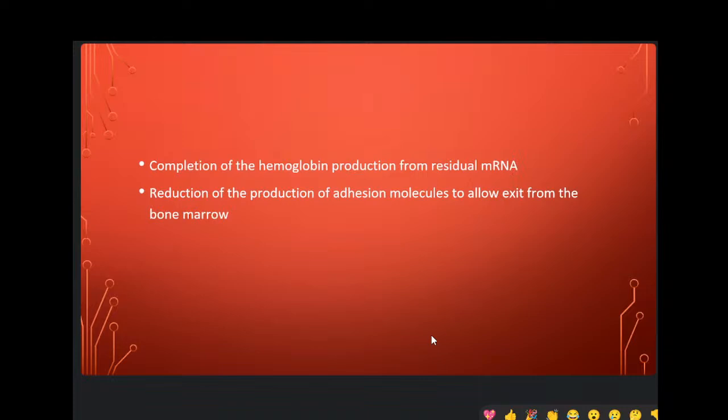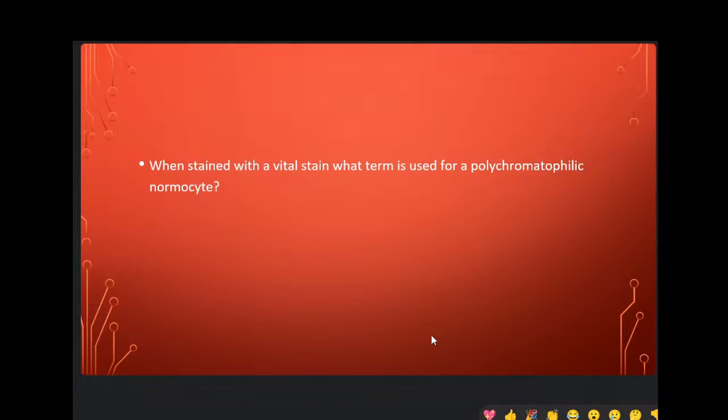Now, let's move to the next one. We answered that one already. Now, we're talking about polychromatophilic normocyte when it comes to vital stains. By the way, a polychromatophilic normocyte is also known as what? Para masagot natin itong question na to na mas madali. It is the only one that can be stained using a vital stain.